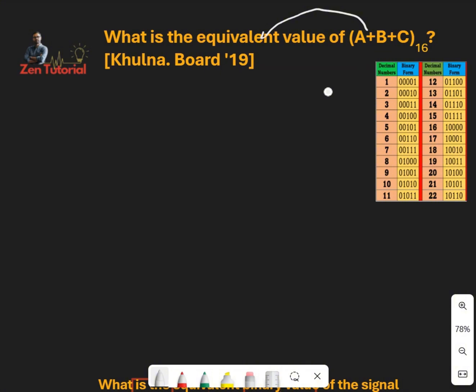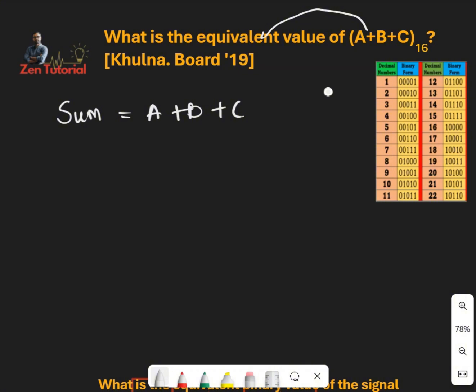This question was in 19 college board. So let's find out the solution. So the sum of A plus B plus C, this is actually in hexadecimal.